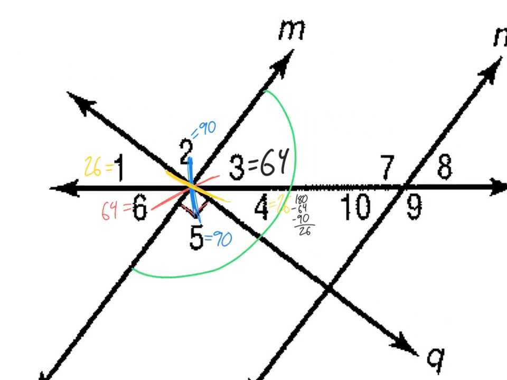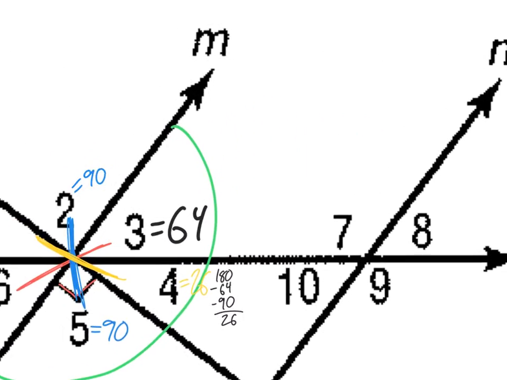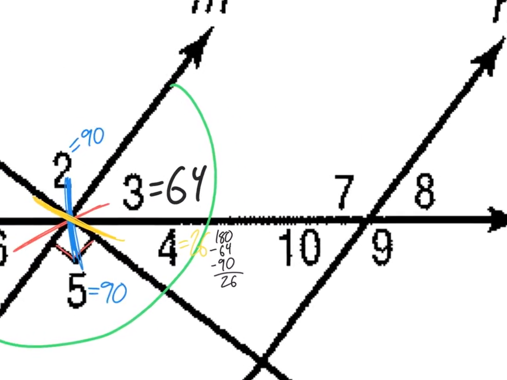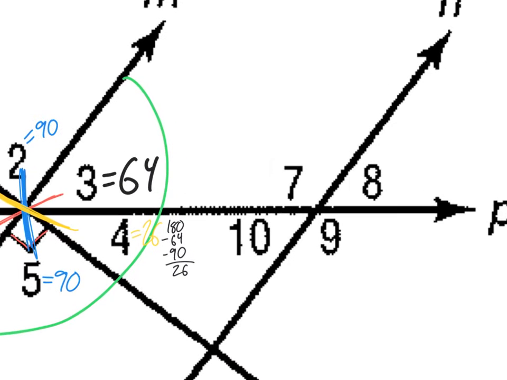Now I'm going to go over here to this side. Again, something I haven't quite defined in here yet, but we did talk a little bit about it. Angle 3 is going to be the same as angle 8 and angle 10 because of those rules I was talking about earlier. So I know that angle 8 is going to be 64 degrees and angle 10 is also going to be 64 degrees.